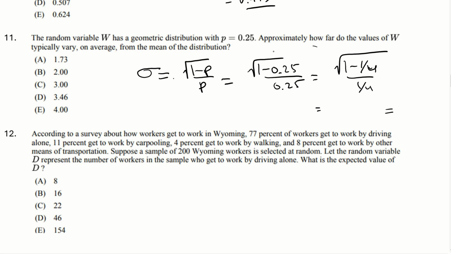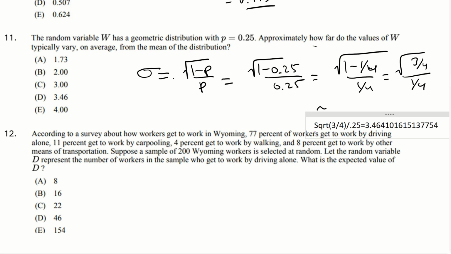But we can check it out. Here we get square root of 3/4 divided by 1/4. So it's not going to be as nice of a number. Let's calculate that and see what it is in that case. Divided by 1/4, 0.25. So 3.46. Okay, so the answer is 3.46, D.